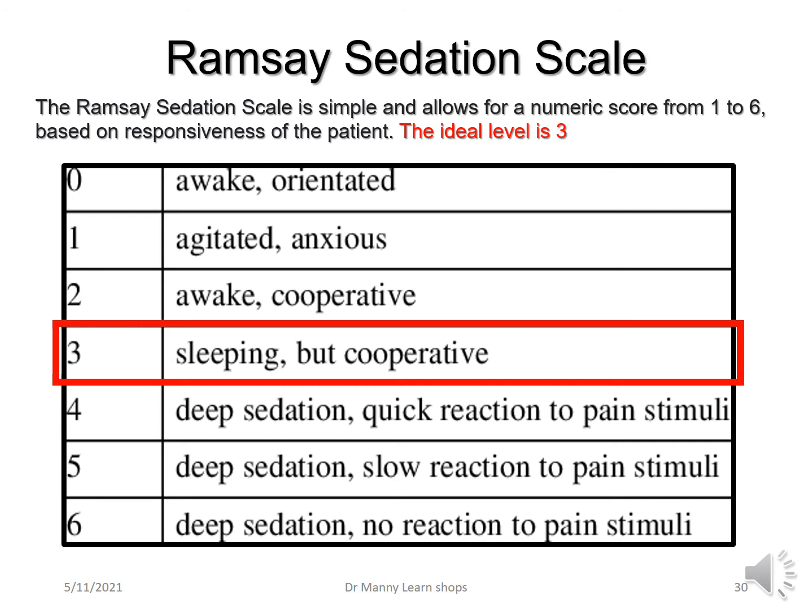Anything above awake and cooperative, you don't want them awake. Because if they're awake, they can see what's going on and they may become anxious. Level 4 and below, you don't want deep sedation, because then this requires painful stimuli, which means they could be moving further towards level 5 or 6. You want level 3.